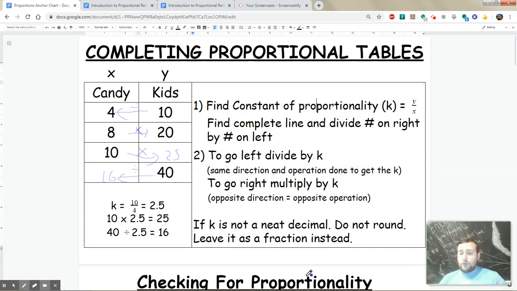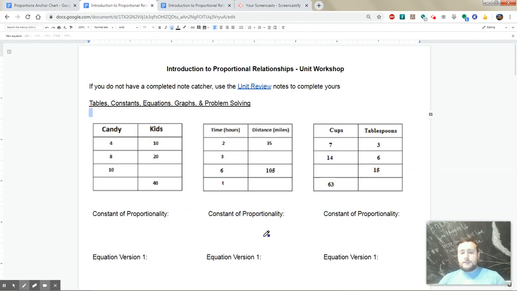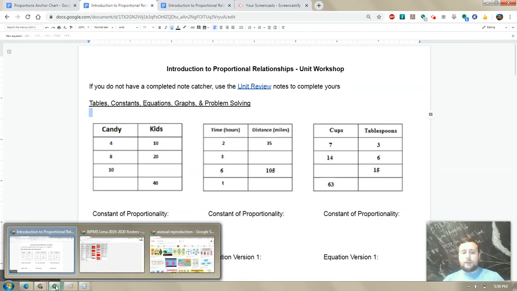Do note, if you're trying to do this and the K turns out not to be a nice, neat decimal, you can leave it as a fraction instead when you're doing the math. And you're going to see that in an example that I'm going to talk about in the examples. So speaking of the examples, try these. You should pause the video before you actually see the resolution.